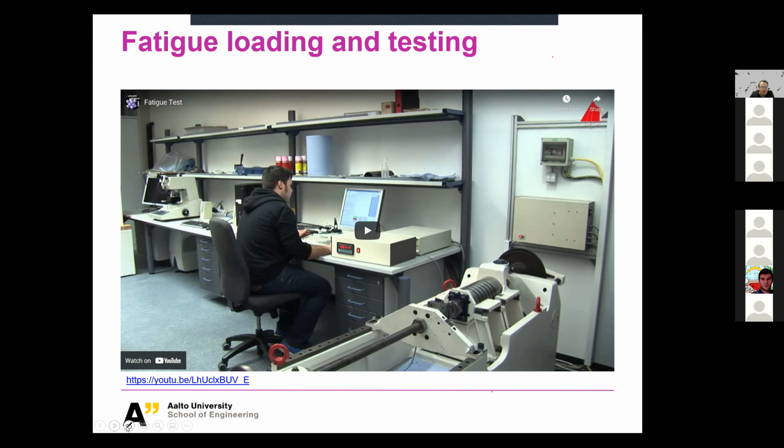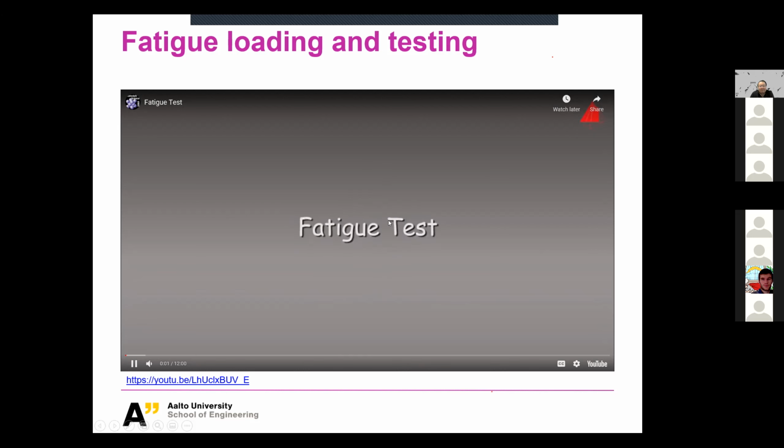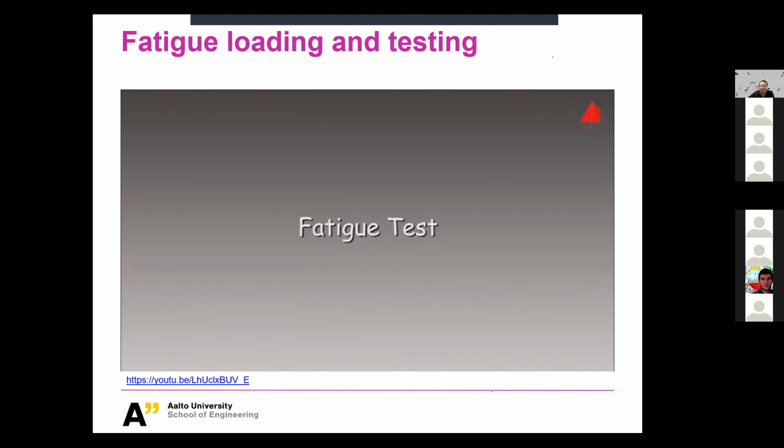Because you don't have the chance to see the test. But here I basically try to show you how the test looks like. Let's go with it. Fatigue test.